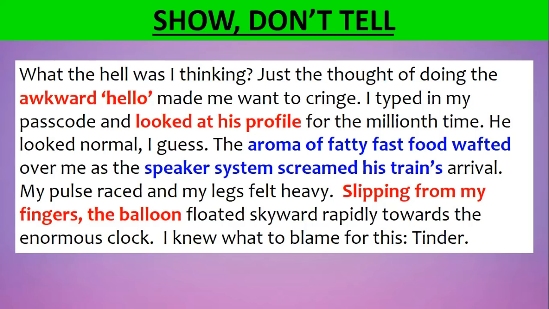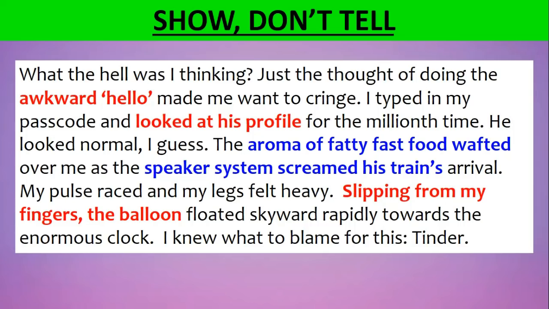So we've got typed in the passcode and looked at his profile for the millionth time. So there's a clue, maybe we're looking at a date. It also says her pulse raced and her legs felt heavy. So that's showing the reader that she's nervous for some reason. Even the slipping from the fingers, she's letting go of a balloon. We've got no real idea at this stage what the balloon is about. We find out later that she's agreed to meet her date and they both carry balloons so they can spot each other. But at this stage, it's a little bit of a mystery. Why has she got the balloon? It's only right at the end where we say, I knew what to blame for this: Tinder. So it's only right at the end of the paragraph where we tell the reader what's going on.